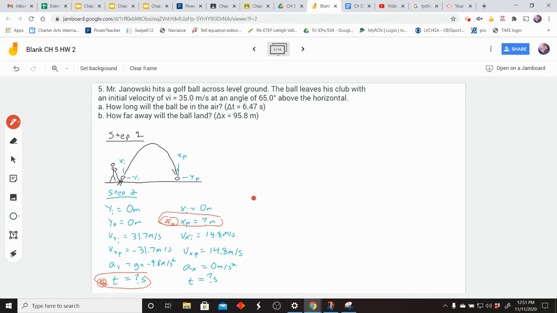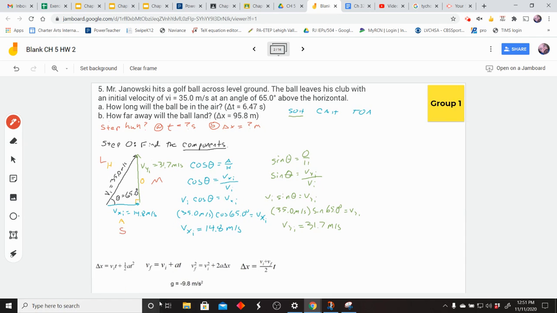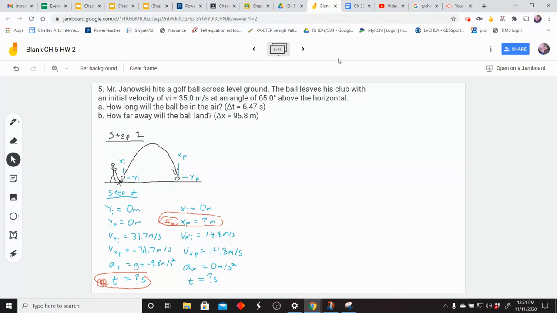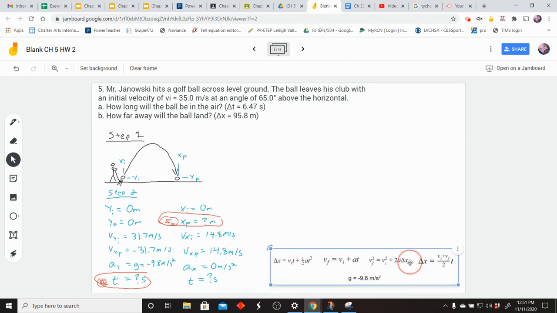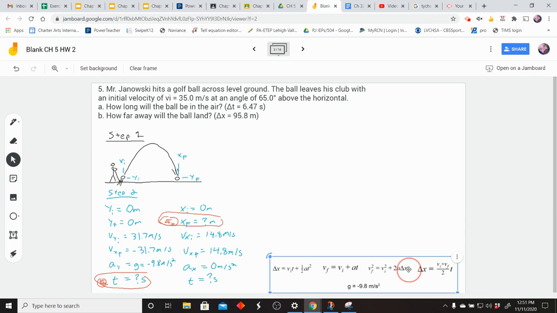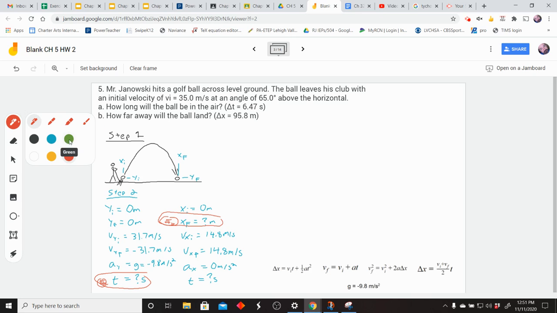So I've got to choose a kinematics equation. Let me bring the kinematics equations over from the previous slide. All right, hopefully there'll be enough room for it there. So I've got to choose an equation to get me t. Which side do I want to use? Do I want to use the y side or the x side? Just trust me on this. Always start on the y side.